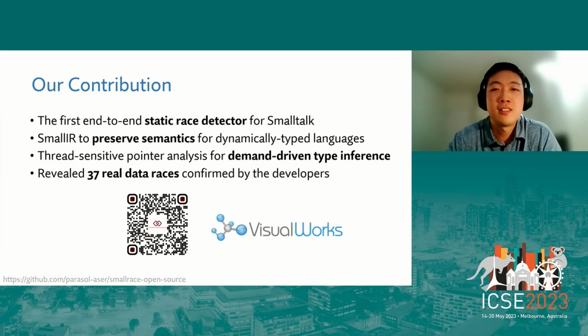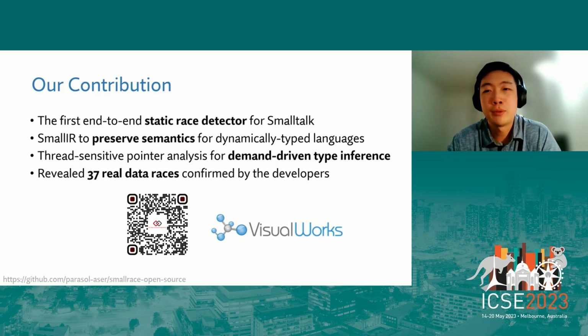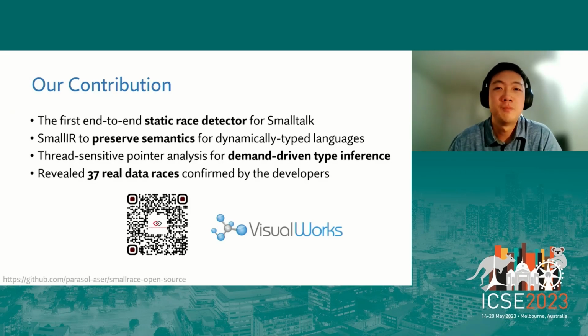So to tackle those challenges, we designed and built the first end-to-end static race detector for Smalltalk. We proposed a novel approach to generate LLVM IR for dynamically typed languages and introduced SmallIR for Smalltalk, which exclusively uses pointers to preserve all code semantics. SmallRace employs thread-sensitive pointer analysis to perform demand-driven type inference. It is fully automated and scales well to large code bases. It has been evaluated on benchmarks containing millions of lines of code and has revealed 37 real data races confirmed by the developers. SmallRace is also open source and publicly available on GitHub.